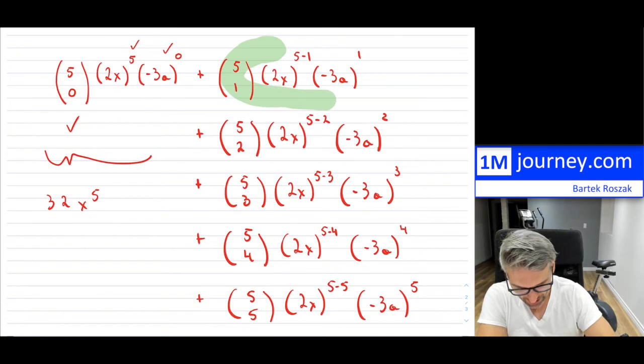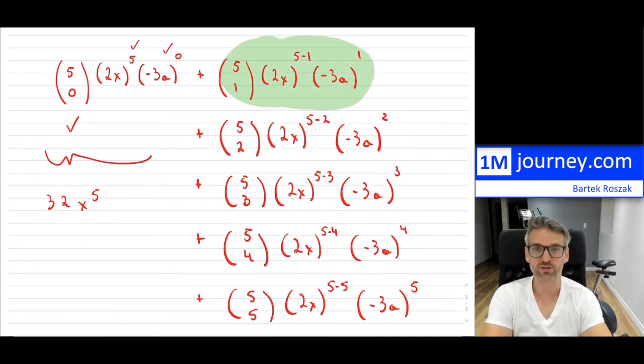Then you would do the same thing with your second one, finding out exactly what it equates to, and then you would have your second term. So 5 choose 1, which is going to be 5. And then 2x to the 4, which is 16. And then you have the negative 3a to the 1, so that's going to be negative 3. You have to now multiply the 5, the 16, and the negative 3, and then you're going to have x to the 4 and a to the 1.